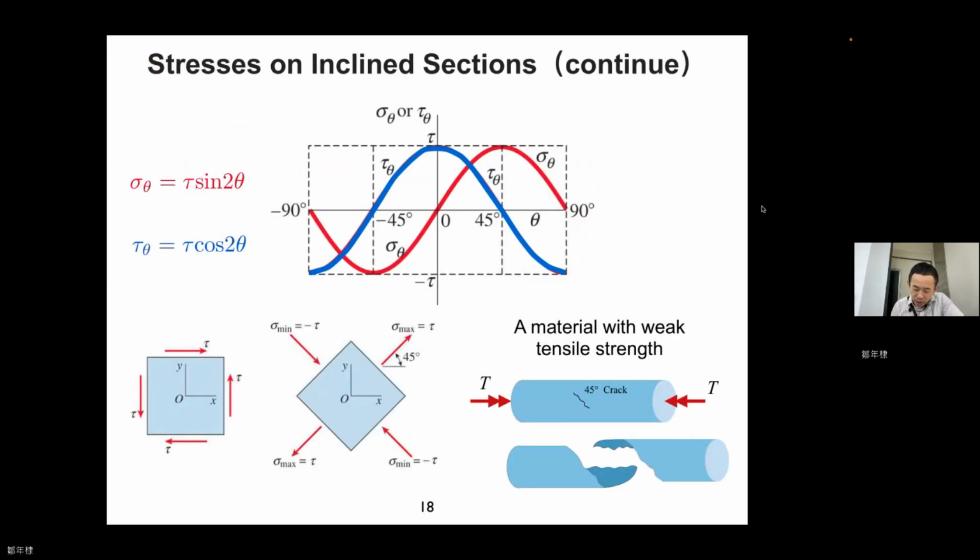So sigma theta, sine 2 theta has its greatest value at, no, it's not half pi, it's 45 degrees. So you have the maxima at 45 degrees, and the tau theta is at 90 degrees and 0 degrees. So this one is in this part. You see, 0 degree means that one.